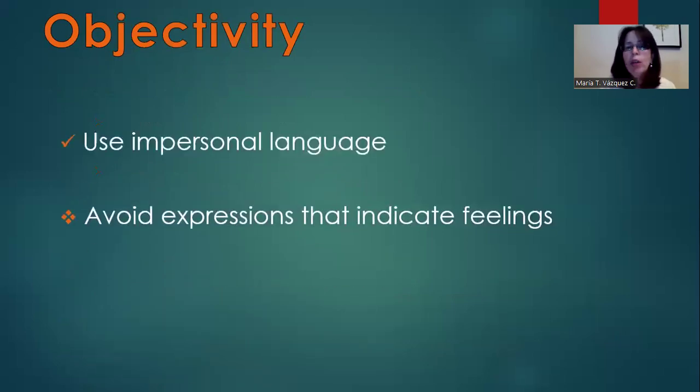Okay, so this regards formality. Another characteristic of academic writing is objectivity. And how can we reach objectivity in our academic texts? Using impersonal language or avoiding expressions that indicate feelings. Okay, so here we have to change the way we see the discourse.